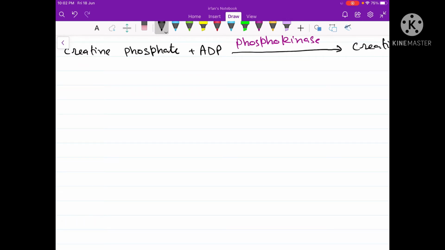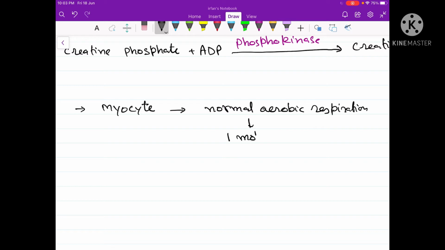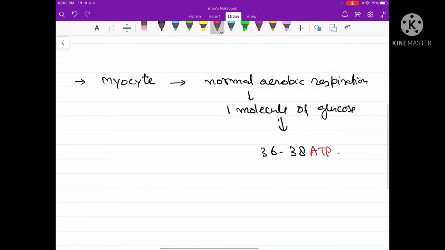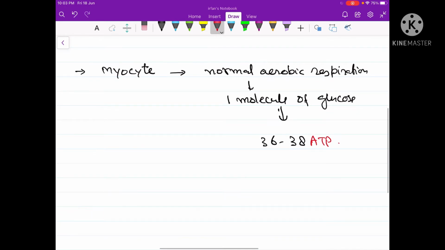aerobic respiration. So during normal aerobic respiration, from a single molecule of glucose, some 36 to 38 ATP molecules will be generated. So one molecule of glucose results in the formation of 36 to 38 ATP molecules. Now these ATP molecules are generated during normal glycolysis and oxidative phosphorylation.